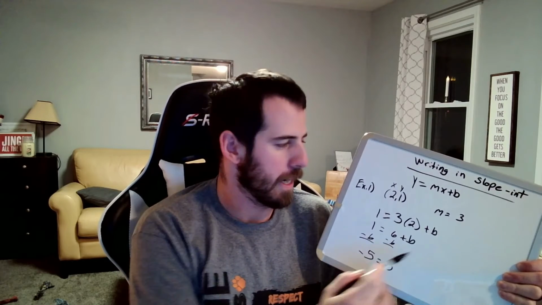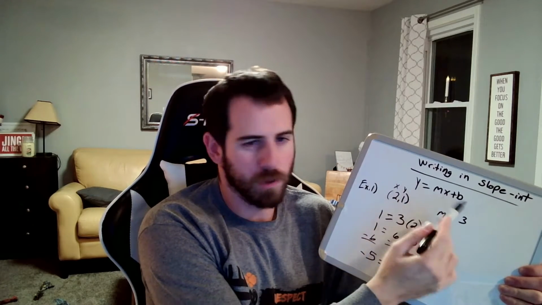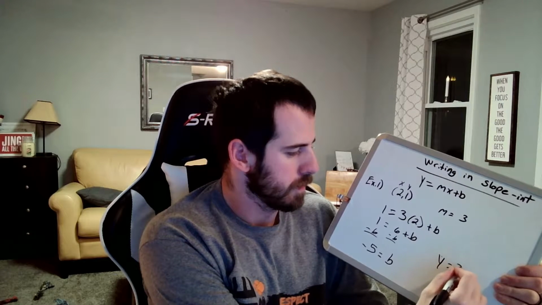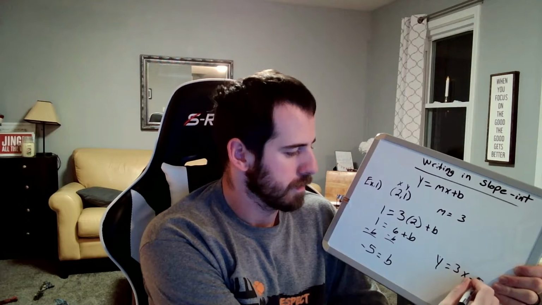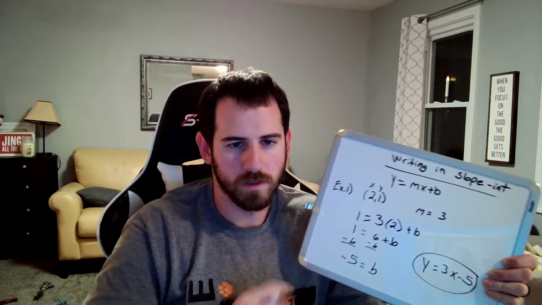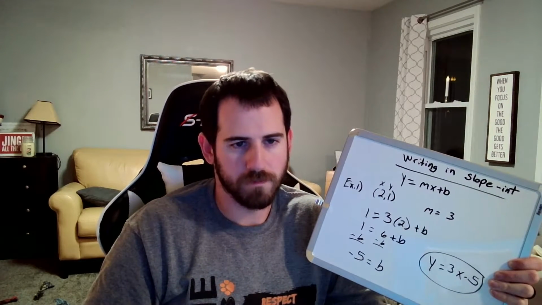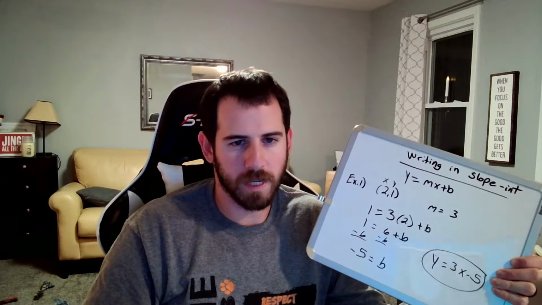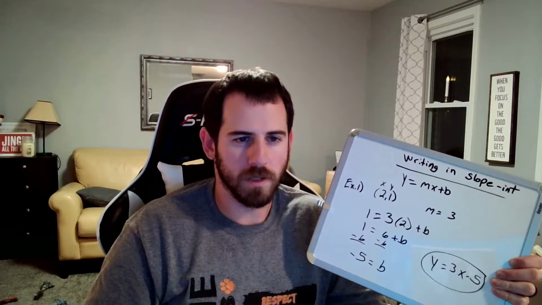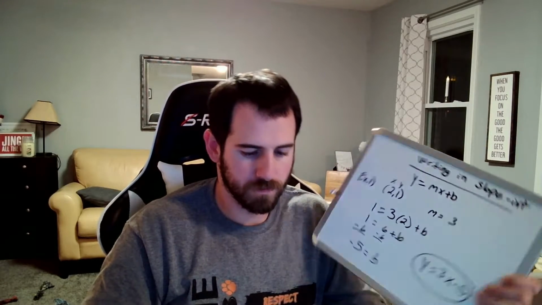Now I have b and I have m from the beginning of the problem. I just plug those into the equation, and that's our answer. So I have y equals 3x minus 5. And that is the full answer to the problem. That's one type of example. Obviously, we can do another one in class if we need to, but moving on to example 2.